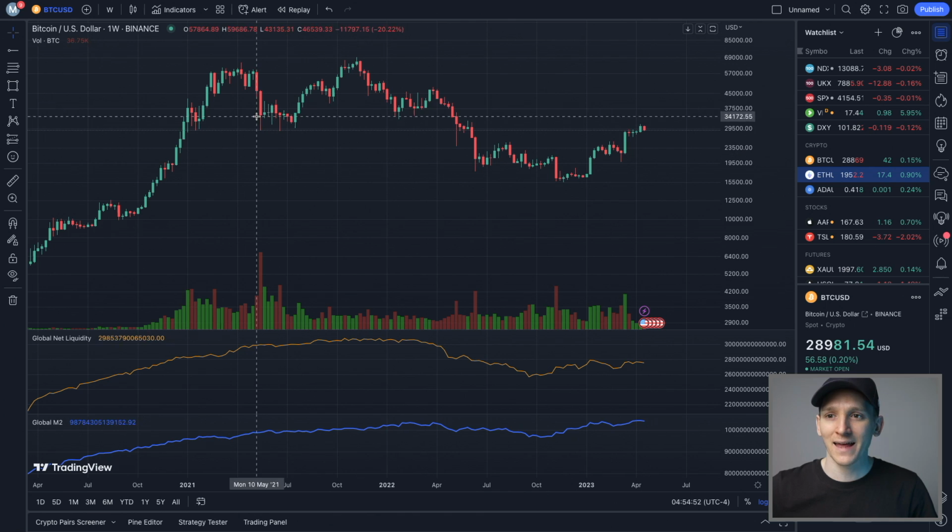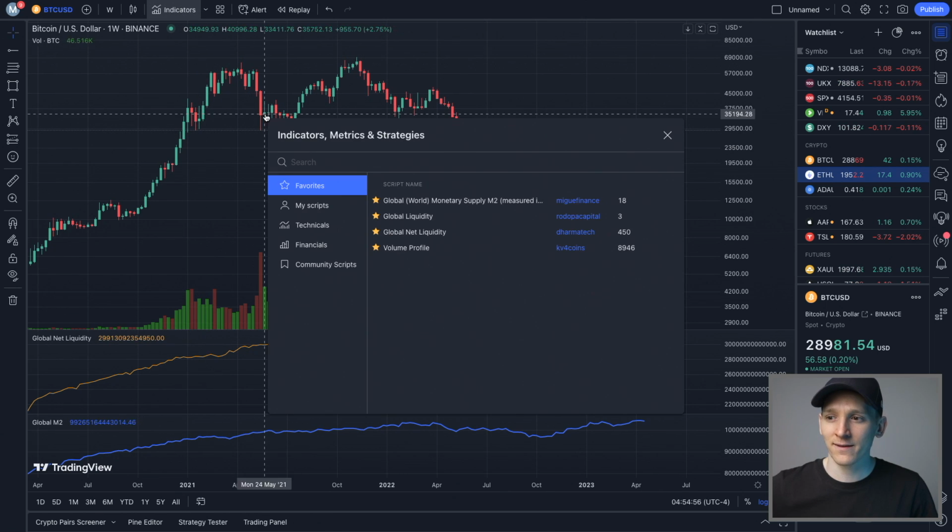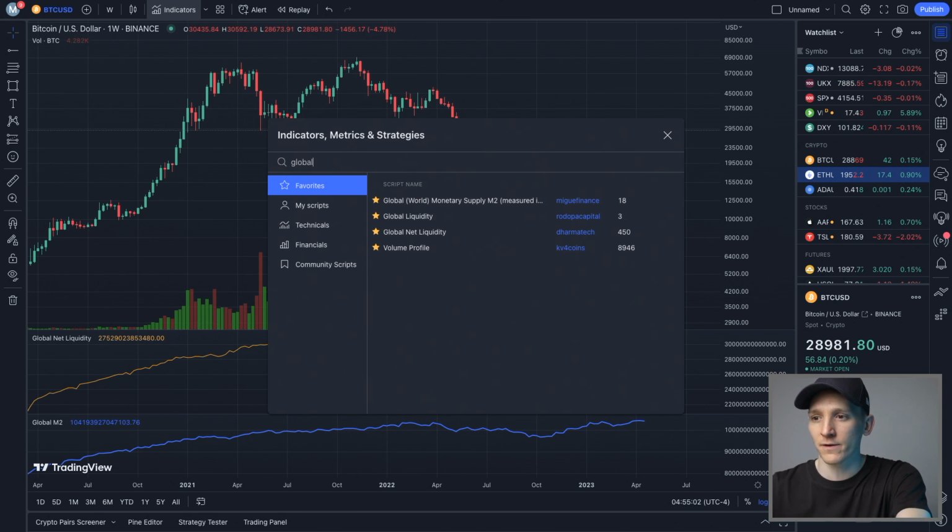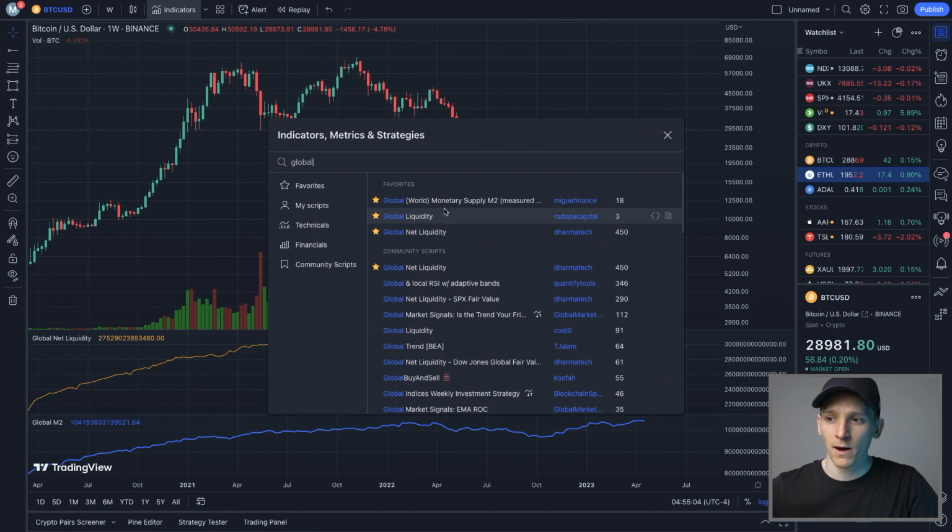Go to your TradingView, get the chart up that you want to look at. This is the price chart of Bitcoin. Indicators here. And the first one is global world monetary supply. So just search for that, global world monetary supply, and it should come up. It's this one right here. So this shows the global money supply, and it's measured in dollars, which is great because most of the assets we trade are measured in dollars as well. So just click that once and that comes down here, and it's this one, global M2.